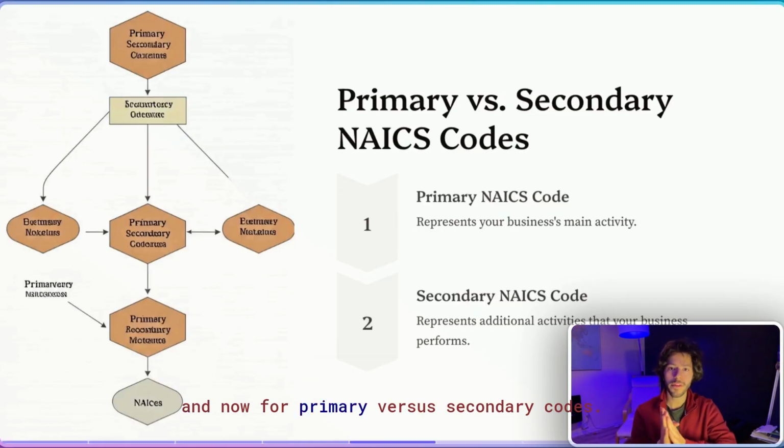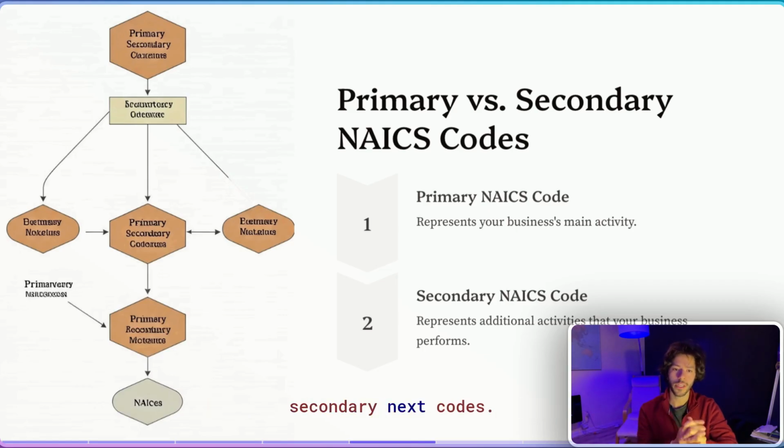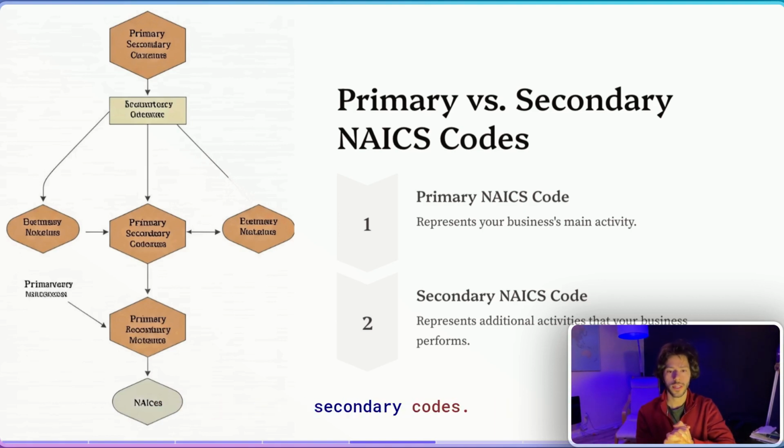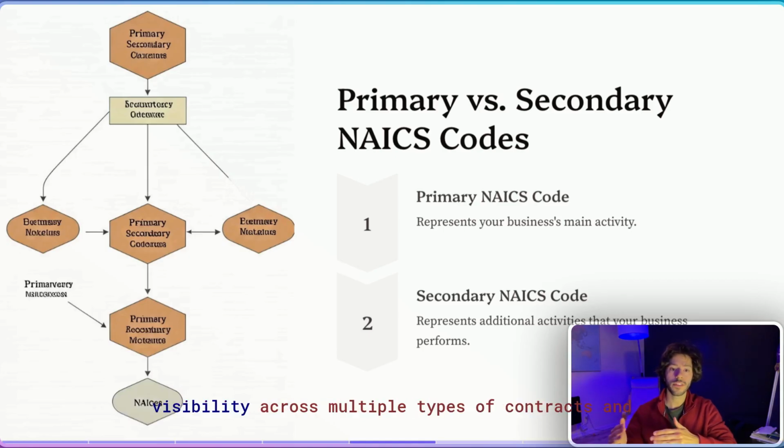And now for primary versus secondary codes. So now we get to understanding primary and secondary NAICS codes. What if your business fits in more than one industry? Good question. You'll have a primary NAICS code that best represents your main line of business, but you can also list a secondary code for other services. You can actually list multiple codes in your secondary codes. And this is super helpful for increasing your visibility across multiple types of contracts.